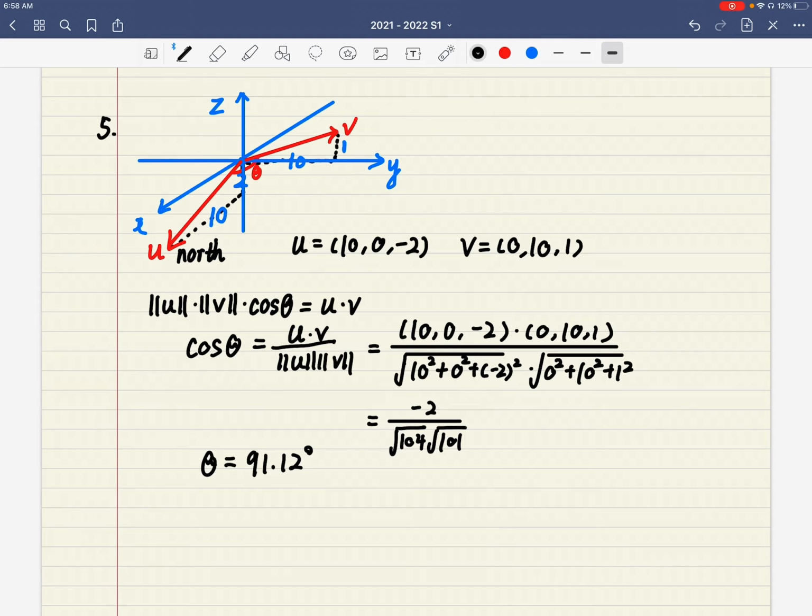So this is the answer. But you can see the answer provided in the solution is actually 88.88, which is exactly 180 minus this theta. I think it's because there are two different understandings of what is meant by the angle. You can treat it as theta, the angle between the two parts.